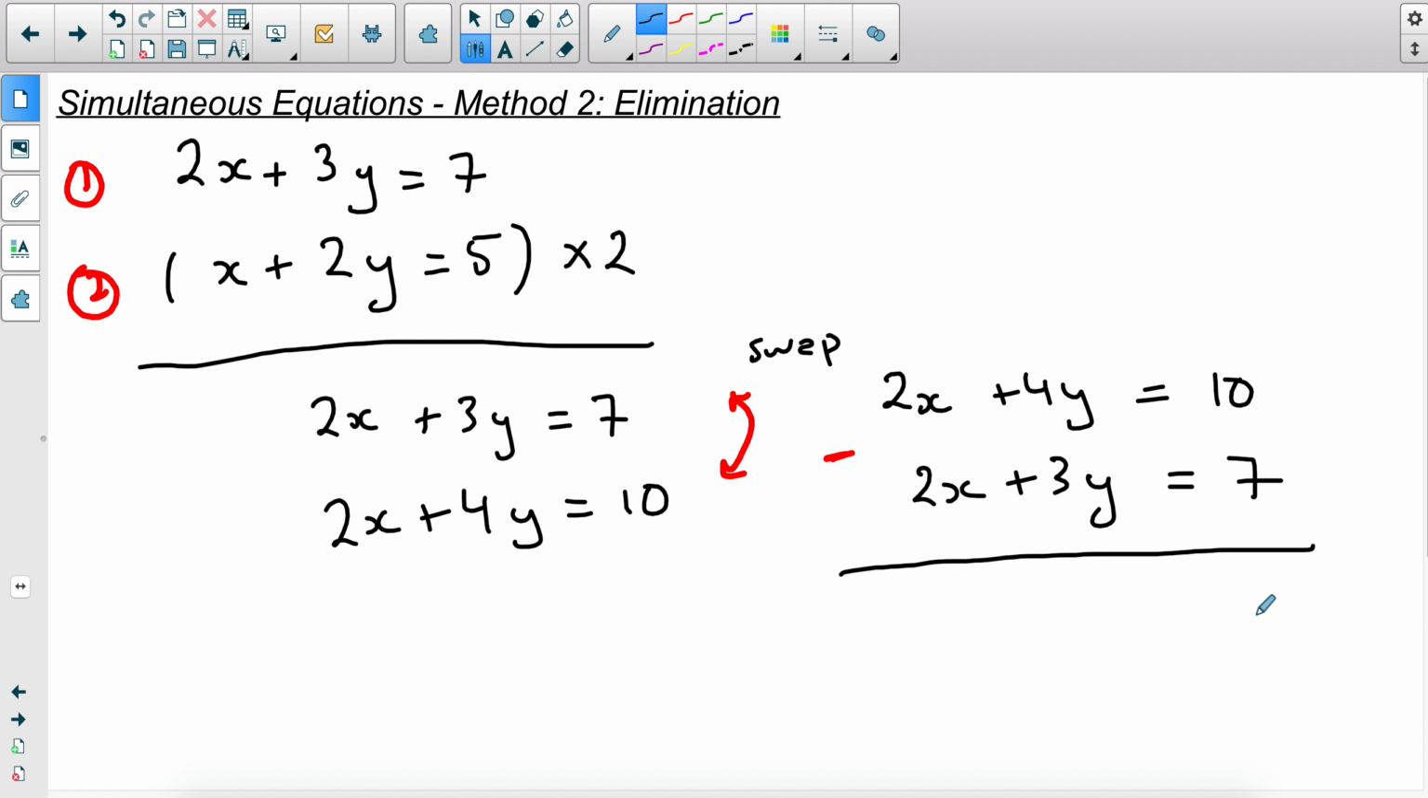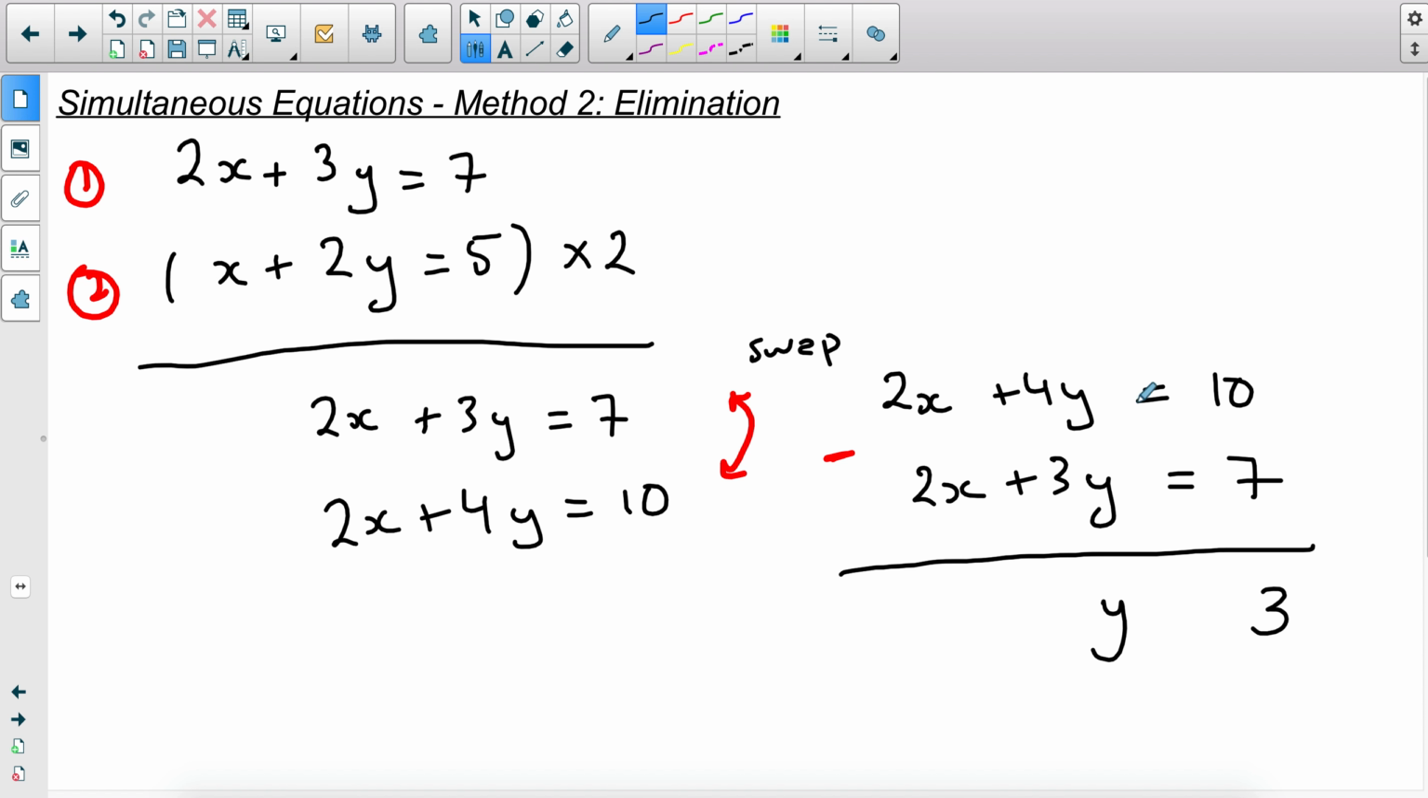10 minus 7, that's 3. And then 4y minus 3y, that's just y. And then 2x minus 2x, that's just 0. It cancels out. That's the whole point. If you end up with an x and a y at the end, it means you did something wrong and you need to look back at your multiplication or your swapping or your subtraction.